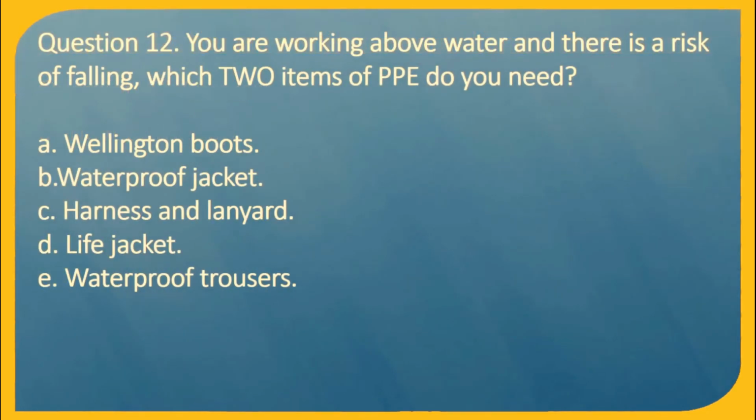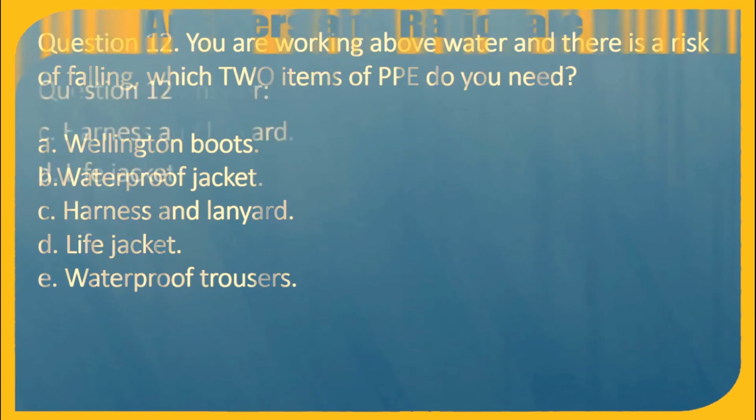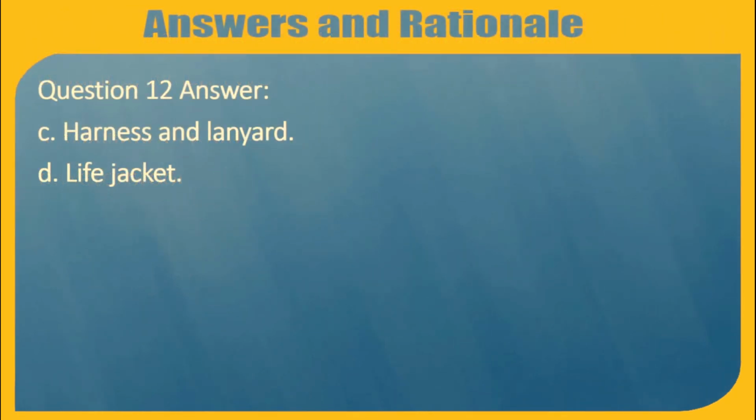Question 12. You are working above water and there is a risk of falling. Which 2 items of PPE do you need? A. Wellington boots. B. Waterproof jacket. C. Harness and lanyard. D. Life jacket. E. Waterproof trousers. Question 12. Answer C. Harness and lanyard.